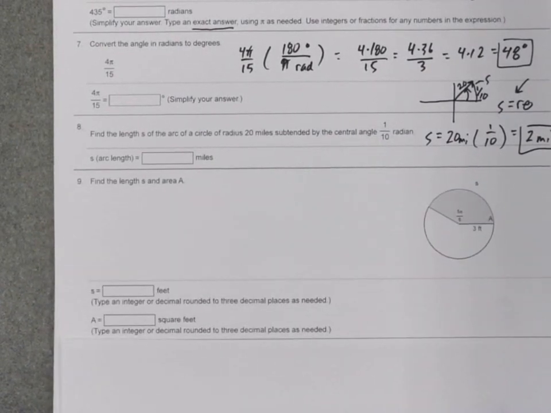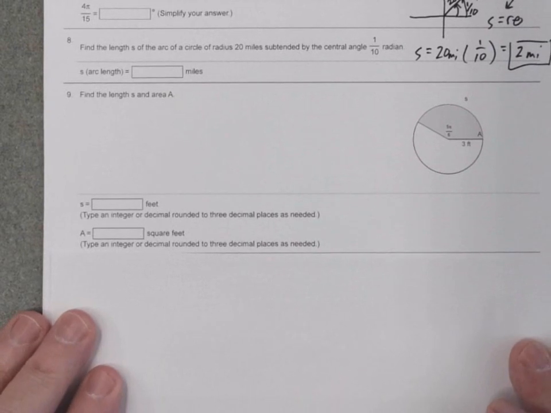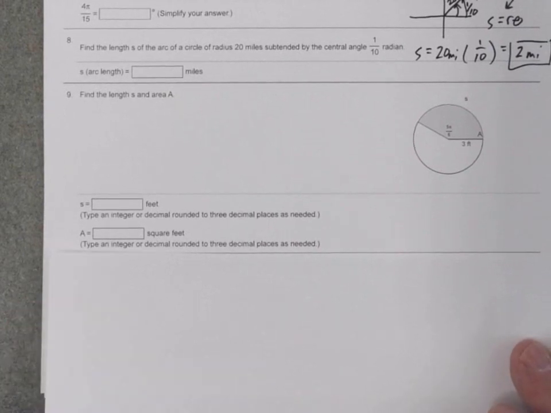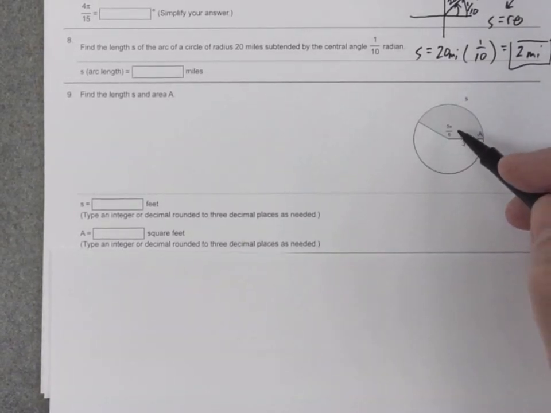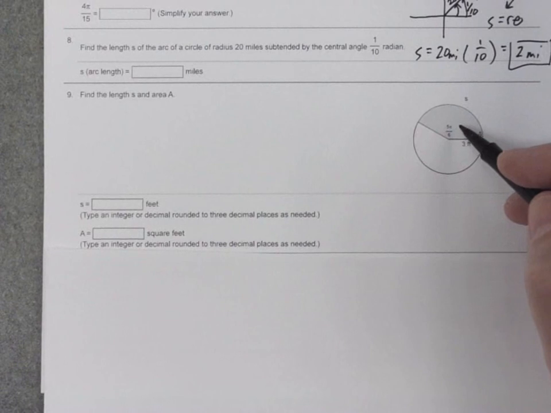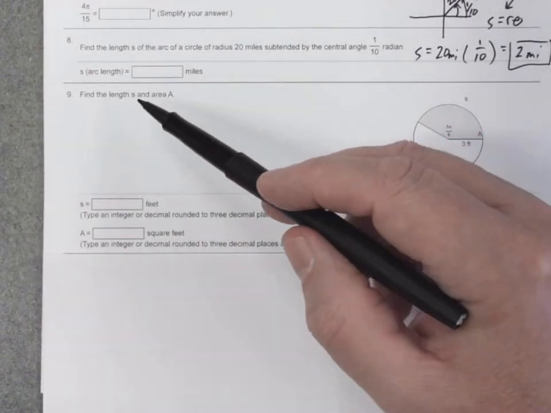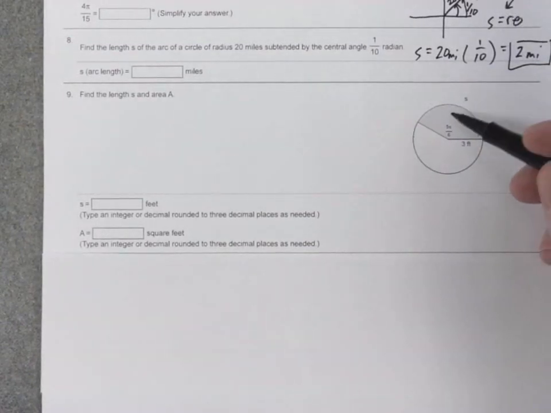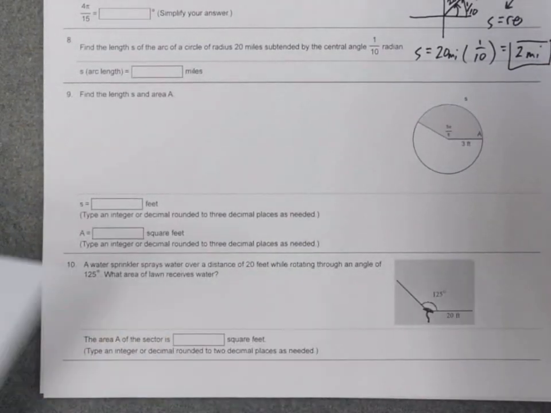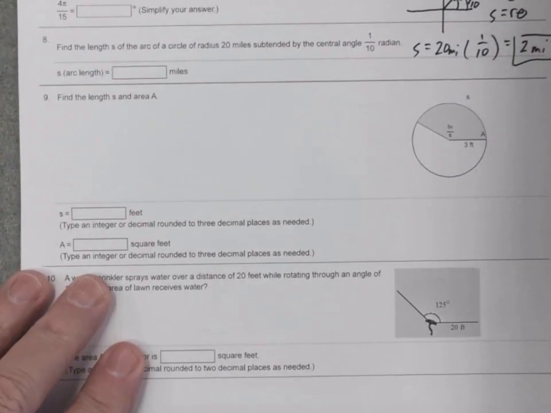Now here, it's interesting, they're going to give you the diagram. This is really small. I will zoom in on this diagram in a minute. Let's look at what they're asking. They're asking us to find the length S, the arc length, and the area A. So we have this sector here.